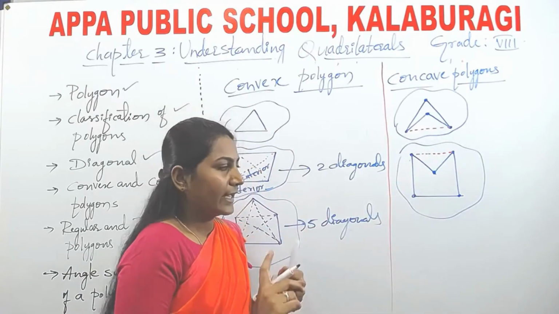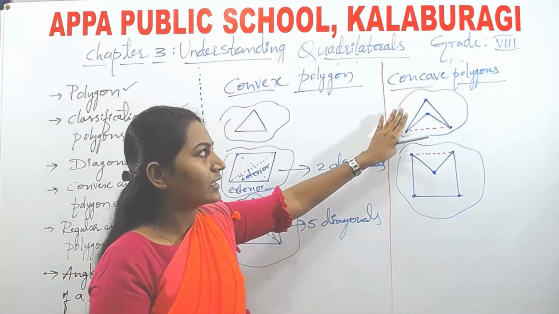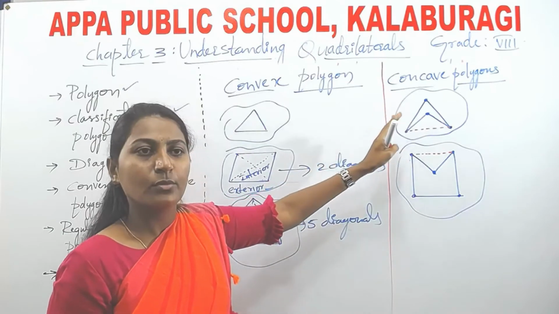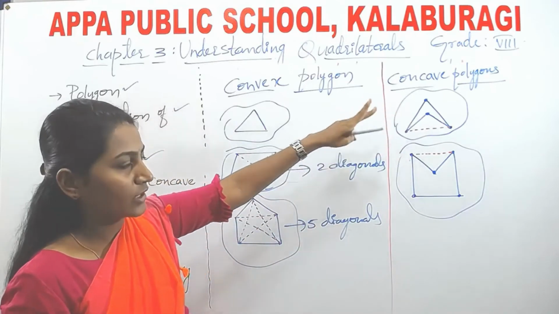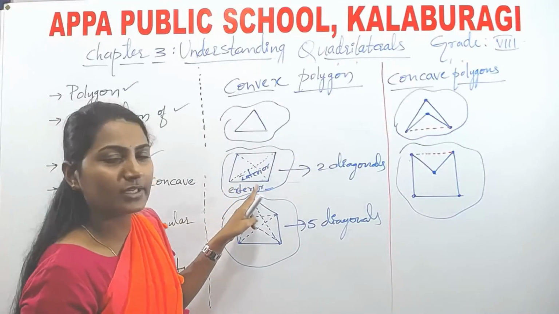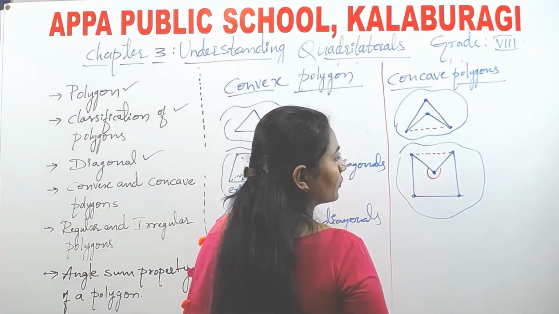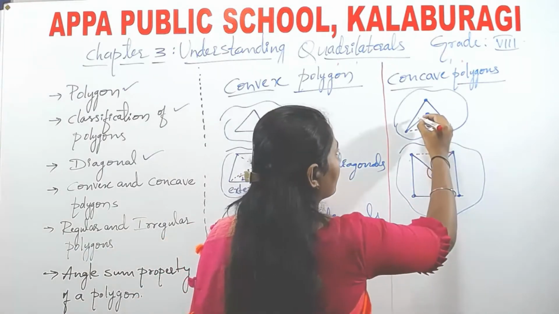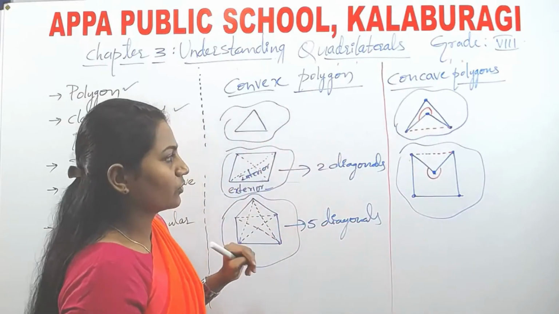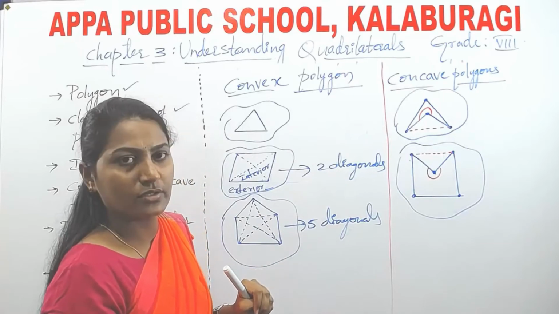Also, at least one angle is more than 180 degrees in concave polygons, whereas all the angles in convex polygons are less than 180 degrees. So which is the angle? You can see this was more than 180 degrees. Also, this is. Okay. So this is about the convex and concave polygons.